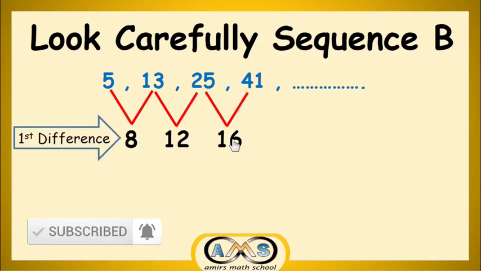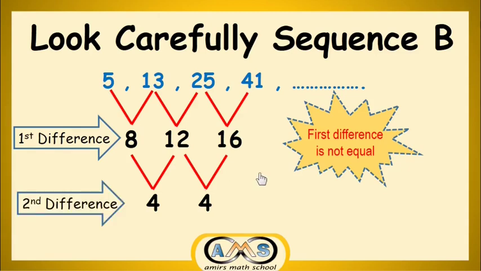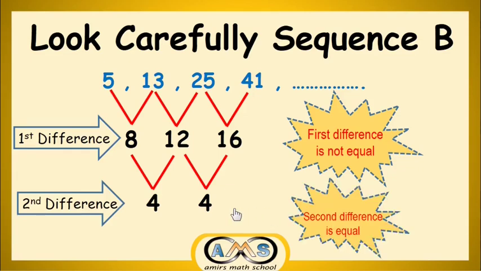For sequence A, the first differences were equal, but here for sequence B, the first differences are not equal. Let's take the difference between these terms: 12 and 8, which is 4, and 16 and 12, which is again 4. Now we can see that these differences are equal, and they are called the second difference. So for sequence B, the second differences are equal. If the second differences of any sequence are equal, that sequence is called a quadratic sequence. So we can call sequence B a quadratic sequence.